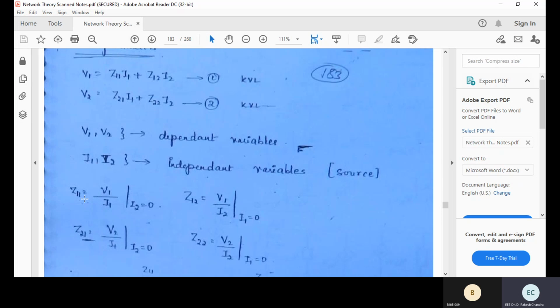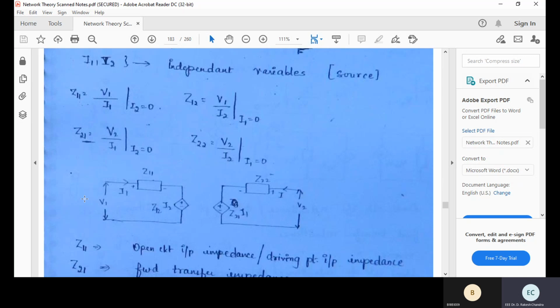You should not forget. V1 is equal to Z11 I1 plus Z12 I2. V2 is equal to Z21 I1 plus Z22 I2. So here you can form a matrix with Z11, Z12 in the first row, and Z21 and Z22 in the second row. That is the Z matrix. In order to find each element in that matrix, you have to follow this procedure. So finally, we are calling them Z parameters, or impedance parameters, or open circuit parameters. Now it is justified, right? We'll go to the next parameters.